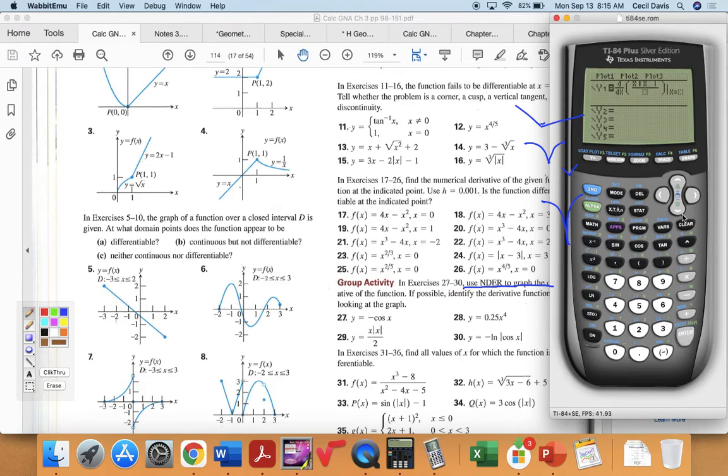Isn't it 28? Am I looking at the wrong one? Oh, 28. Sorry. I was looking at 29. It was more interesting. That's an option. Just make it more interesting.